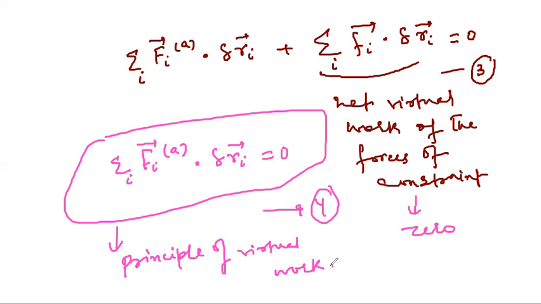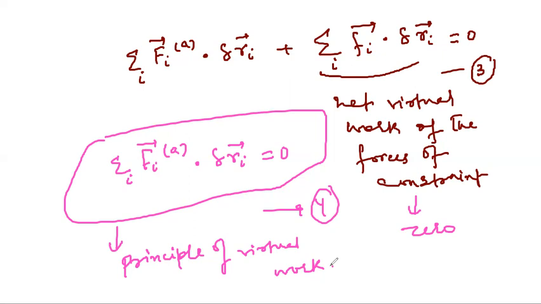For that, in order to equate these Fi's, that is the coefficients of delta Ri's, to 0, we have to transform this principle of virtual work into a form in which the virtual displacements are in terms of the generalized coordinates qi, which are independent, right?